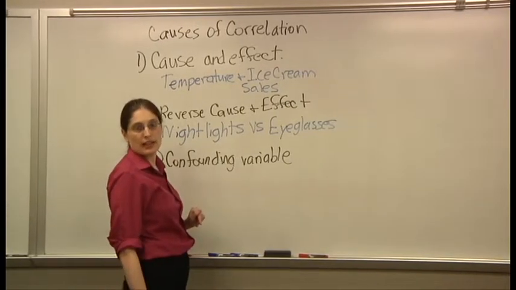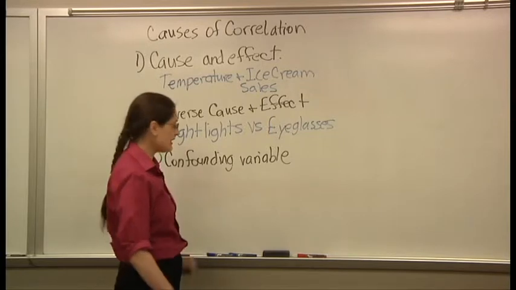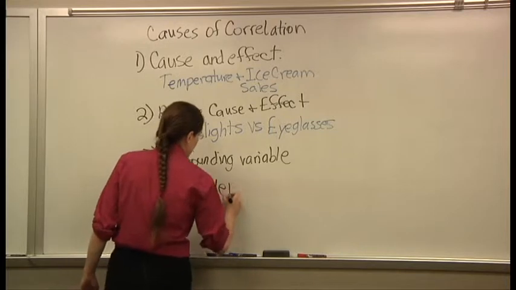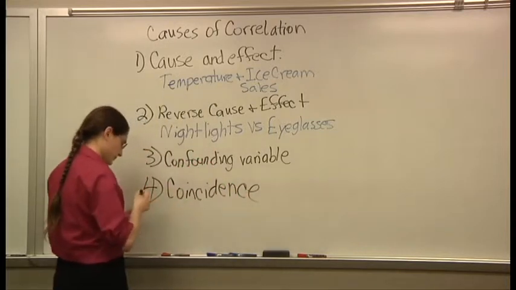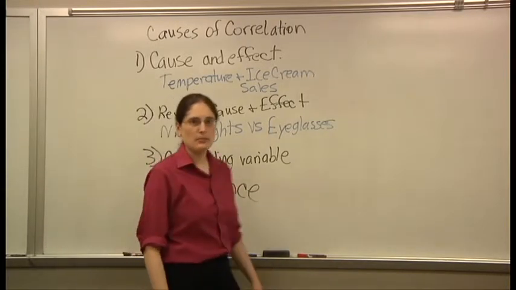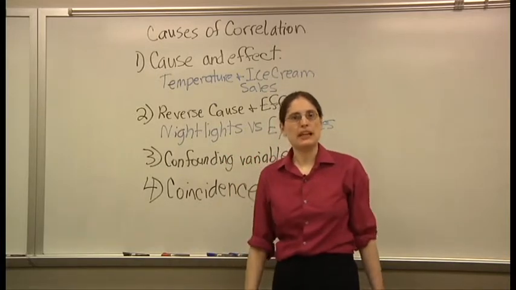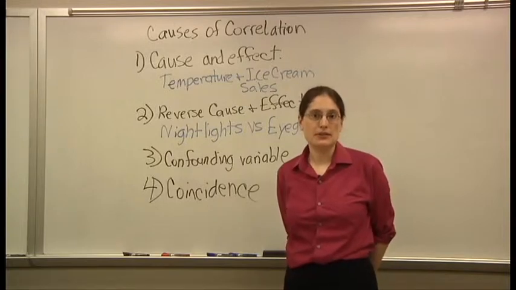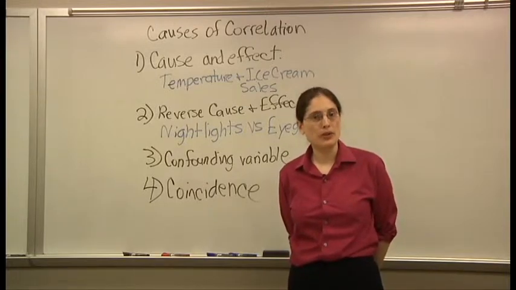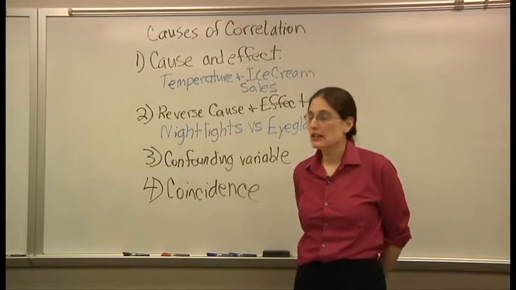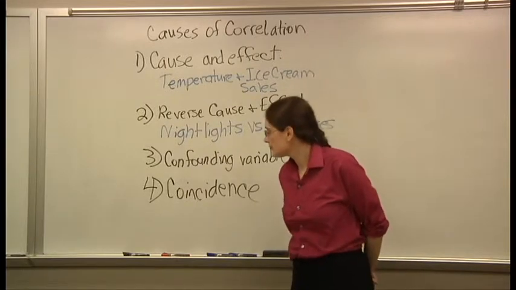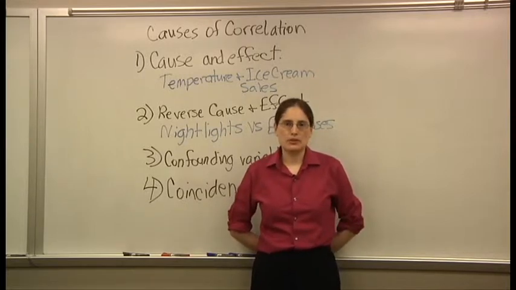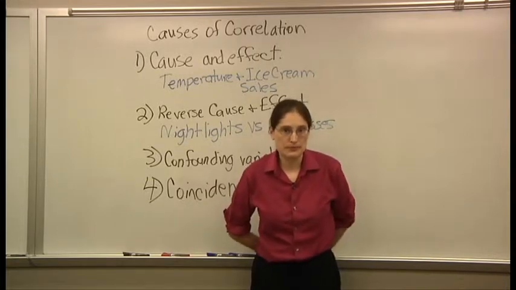The fourth possible explanation is coincidence. Sometimes you go out, you collect some data, and you think you found a correlation, but in fact, it's just a coincidence. That's possible, and it's worth considering. So, let's look at a few other examples of confounding variables.